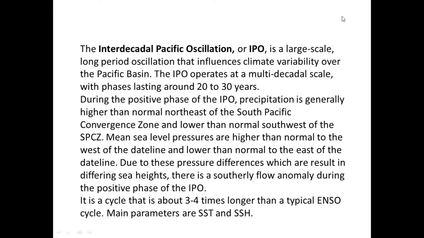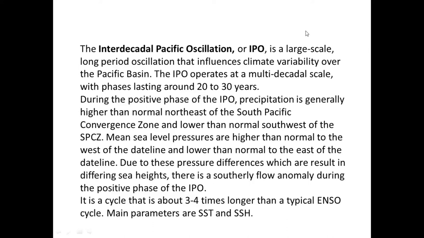The IPO is a large-scale, long-period oscillation that influences climate variability over the Pacific Basin. The IPO operates at a multi-decadal scale with phases lasting around 20 to 30 years. During the positive phase of the IPO, precipitation is generally higher than normal northeast of the South Pacific convergence zone and lower than normal southwest of the South Pacific convergence zone. I'll explain what the SPCZ is in a moment.